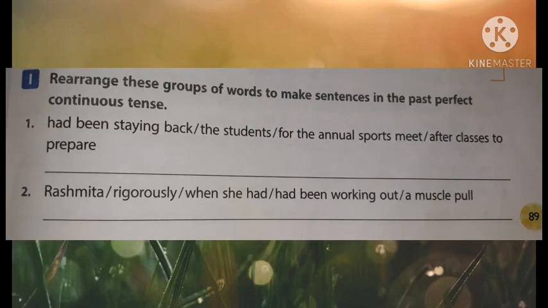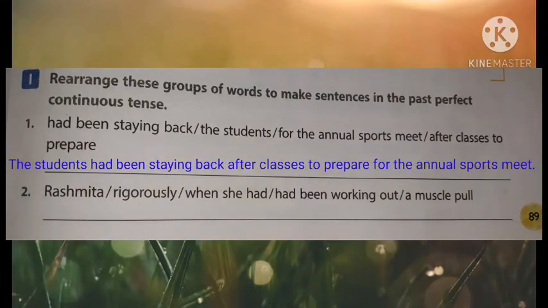Activity I. Rearrange these groups of words to make sentences in the past perfect continuous tense. We have to rearrange the given group of words. First one, had been staying back, the students, for the annual sports meet, after classes, to prepare. So, how can we make past perfect continuous tense from these group of words? The students had been staying back after classes to prepare for the annual sports meet. Do the rest of the activities yourself.